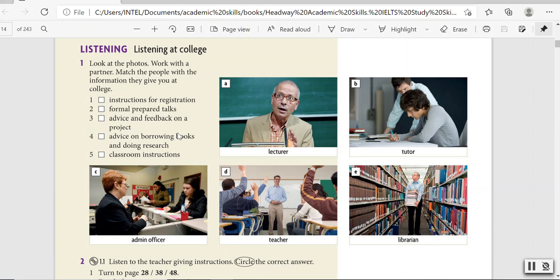We have lecturer, tutor, admin officer, teacher, librarian. Okay, let us start. Instructions for registration. Who can help you? Who can give you instruction for registration? Look at the pictures. Try to select the answer. Formal prepared talks.